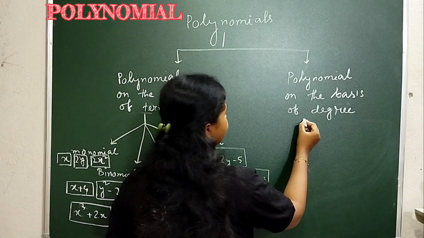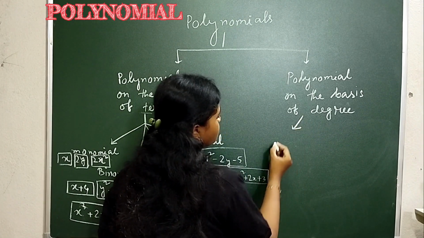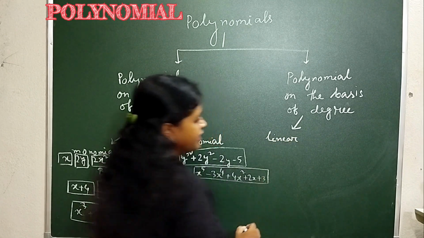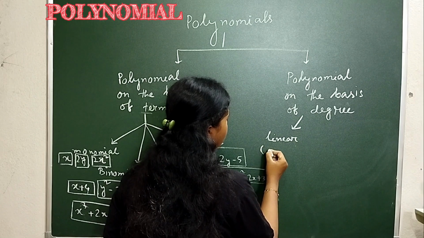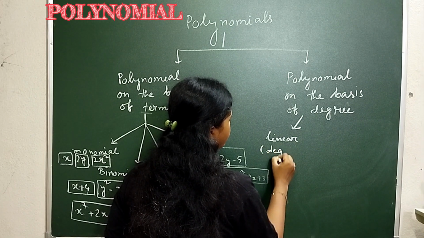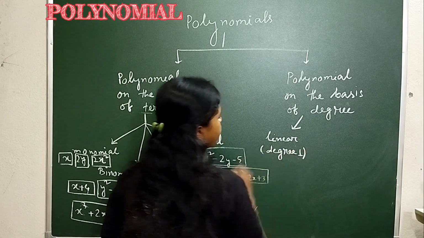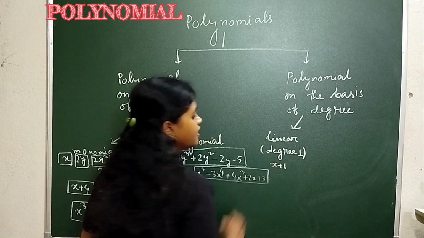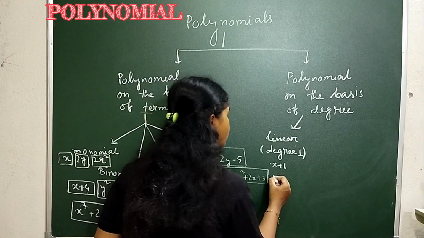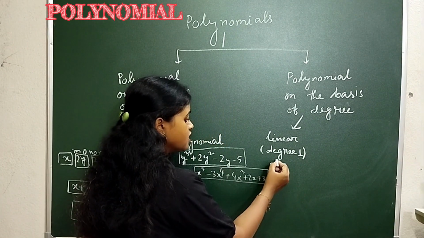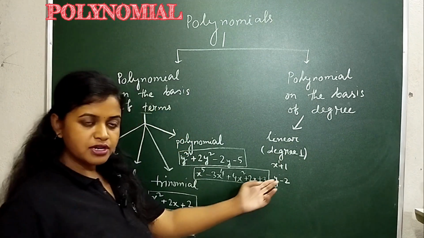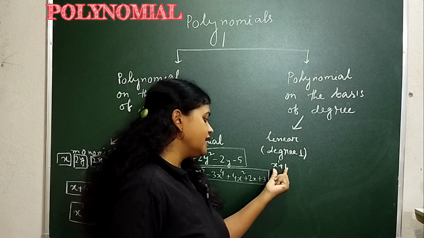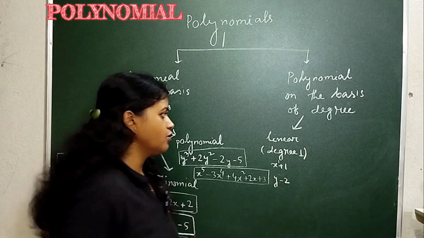If a polynomial has degree 1, then we say this is a linear polynomial. A linear polynomial has degree 1. For example, x plus 1 is a linear polynomial. y minus 2 is a linear polynomial because the highest power is 1, so the degree of this polynomial is also 1. So this is a linear polynomial, and this is also a linear polynomial.